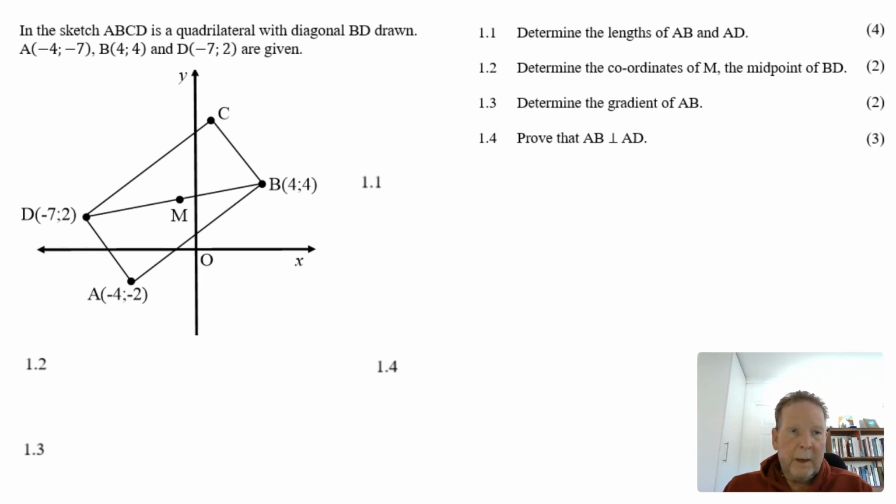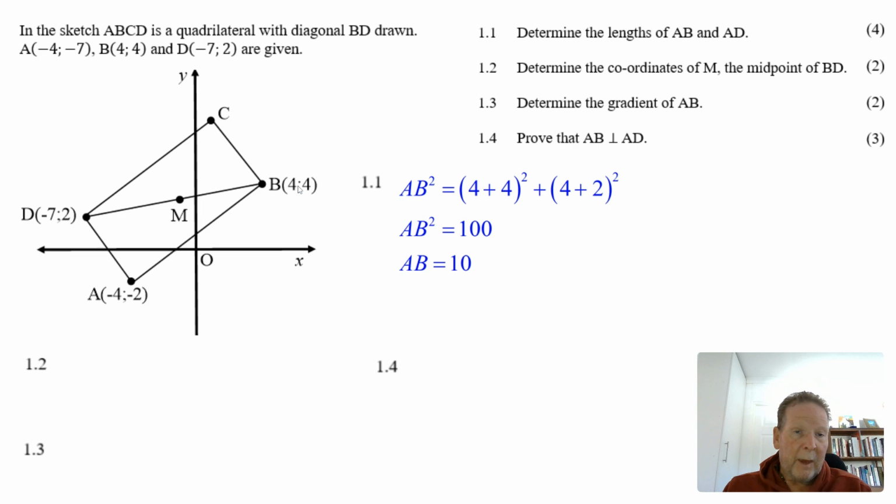Okay, let's try this analytical geometry. The first question says determine the lengths of AB and AD. Well, all we use is the distance formula, and I like to use the distance formula without the square root thing. So I figure out what AB squared is.